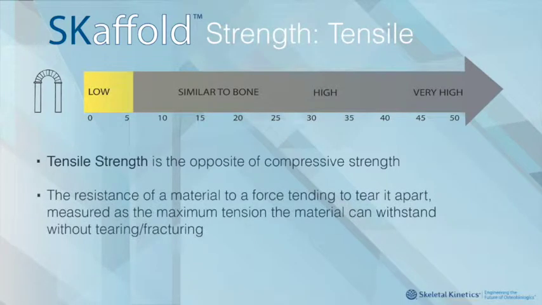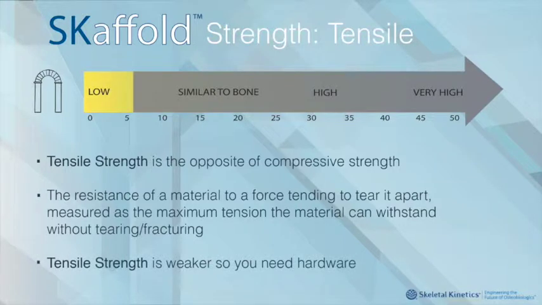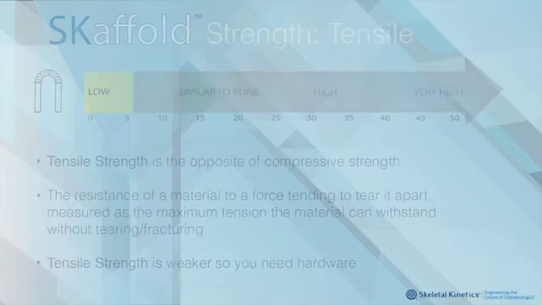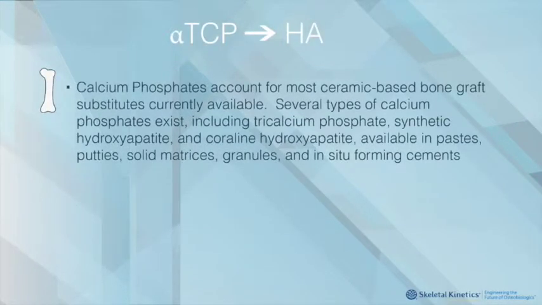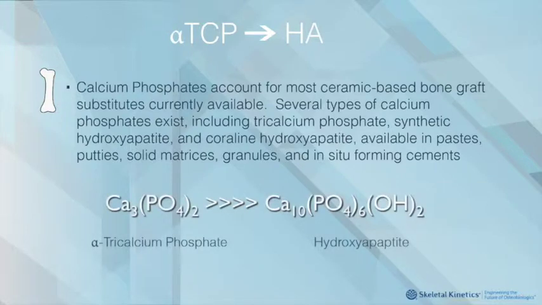Tensile strength is measured as the maximum tension the material can withstand without tearing or fracturing. In many circumstances, because the tensile strength is weaker, it may be necessary for hardware to account for this tensile weakness. Alpha TCPs, otherwise known as alpha tricalcium phosphates, convert into hydroxyapatite, which is similar to the mineral phase of bone. Therefore, SKaffold is like bone.